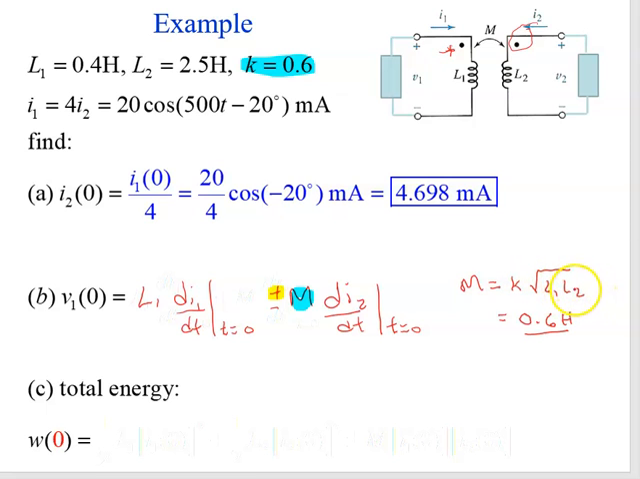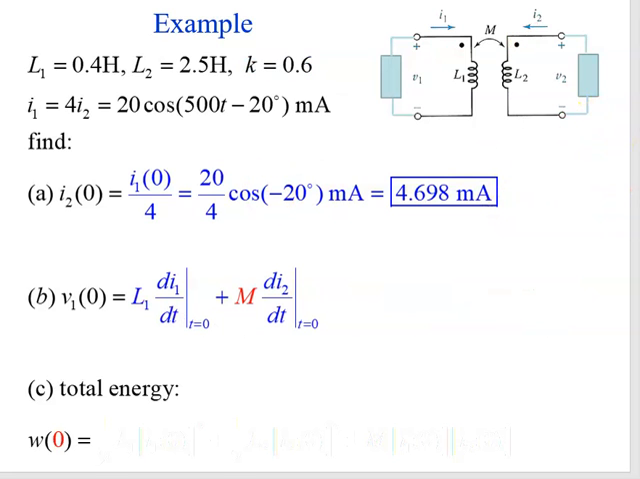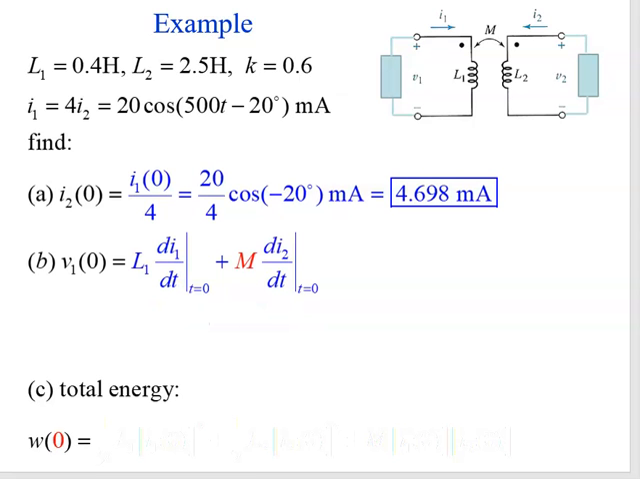It's just ironic that M is equal to k. k has no units. That's just because 0.4 times 2.5 is equal to 1, and the square root of 1 is equal to 1. So once we do that, we can just do a little bit of math to solve for the voltage at t equal to 0.